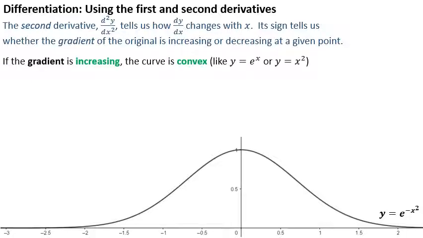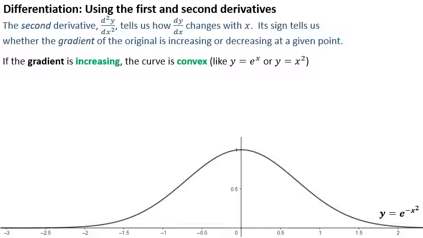We call a curve with an increasing gradient convex. And the best way to think of this is to have some concrete examples in your head. I like to remember e to the x because it's the last two letters of the word convex. A convex graph is a graph which is curving in that upwards direction.